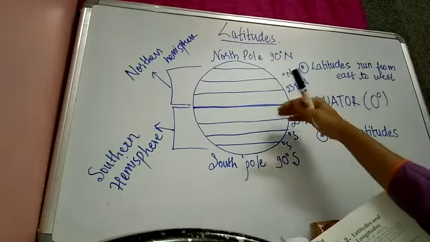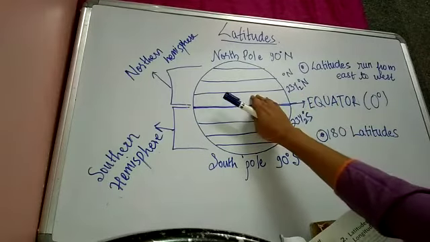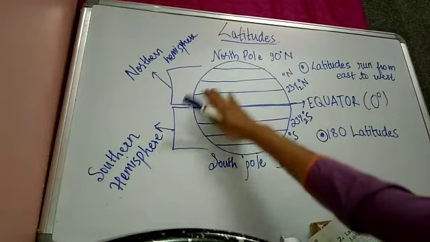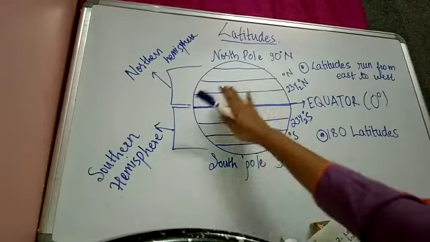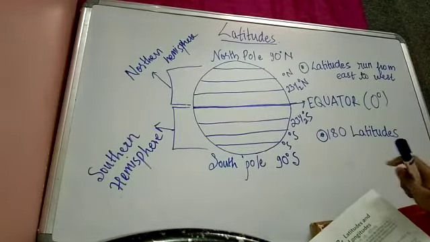Latitudes are always parallel to each other. They are one above the other or one below the other. So these are parallel to each other. All the lines I have drawn here are the latitudes. They are parallel to each other.